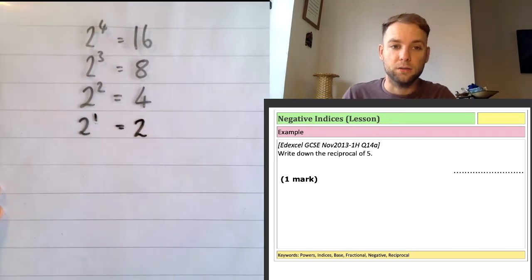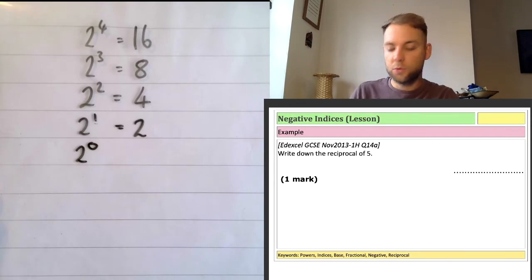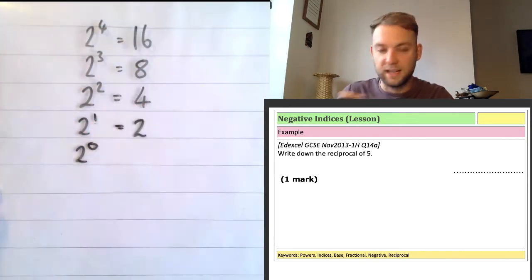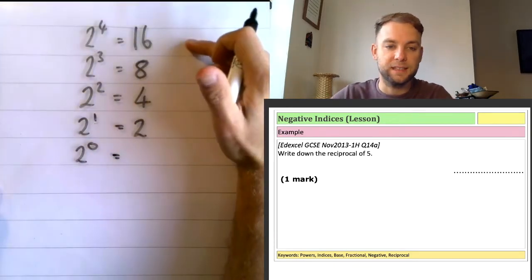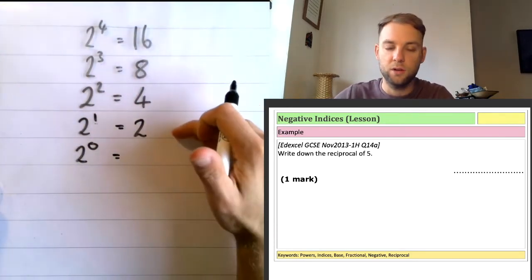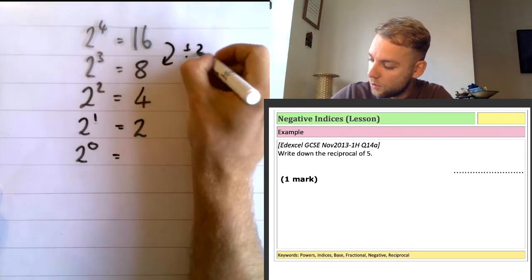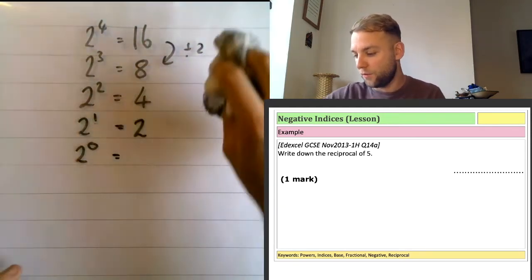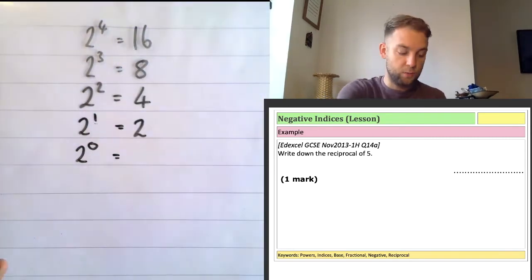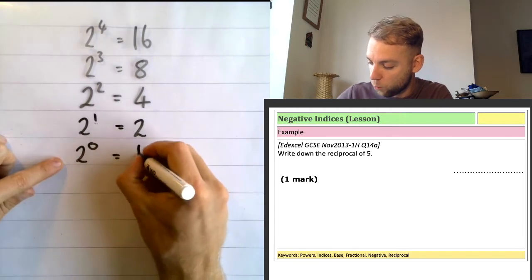Now that brings us on to something that we haven't come across before, and this is anything to the power of 0. So we've got 4, 3, 2, 1, 0. Now what's happening here? What's the rule? I'm starting with 16, then I go to 8, then 4, then 2. Well, I'm halving each time, aren't I? Dividing by 2, dividing by 2, dividing by 2. So 16 divided by 2 is 8, 8 divided by 2 is 4, 4 divided by 2 is 2. So what is 2 to the power of 0? Well, it's going to be 2 divided by 2, which is 1.